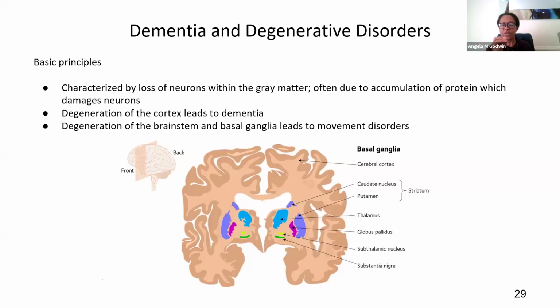If there's a degeneration of the cortex itself, that leads more so to dementia. And if there's a degeneration of the brainstem and the basal ganglia, like this picture I was showing here, that more so leads to movement disorders. And again, thinking about where that starts in the gray matter, moving on to white matter, this just gives you a little background, as a refresher for neuro. Cortex, more so dementia; brainstem and basal ganglia, you're thinking more movement disorders.